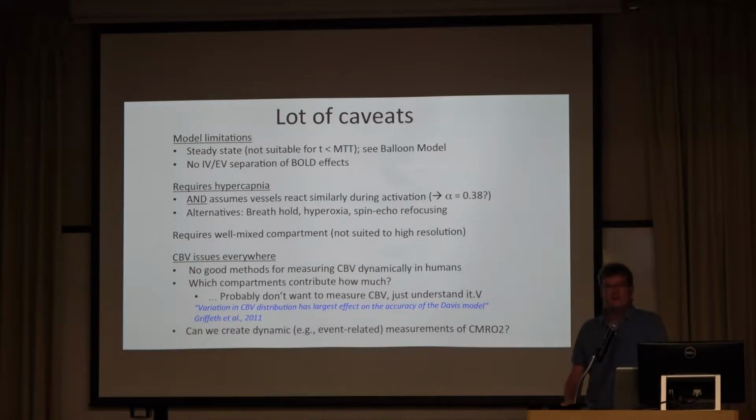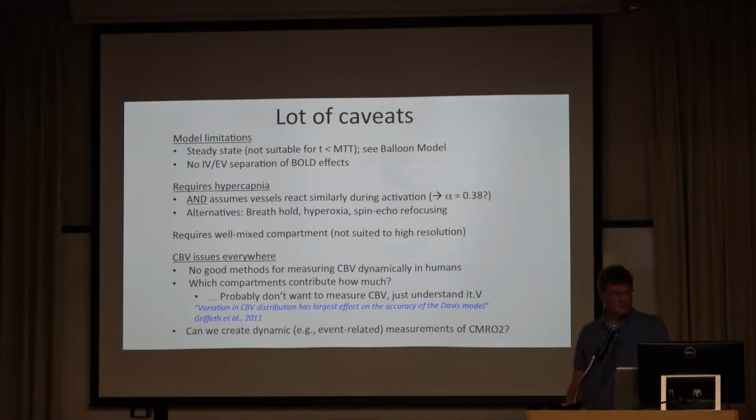So one problem is hypercapnia is almost always going to be a long duration, right? If you're interested in using short duration, we just showed that if you accept that these contrast agents are properly reflecting the CBV response, then alpha is not 0.38 for a short stimulus. It's more like 0.15 or 0.2. It's much smaller, and it's not matched to hypercapnia.